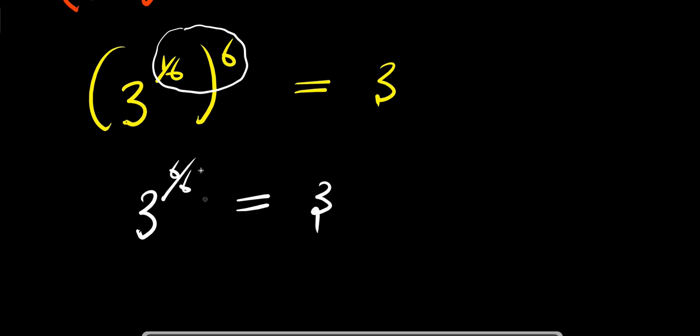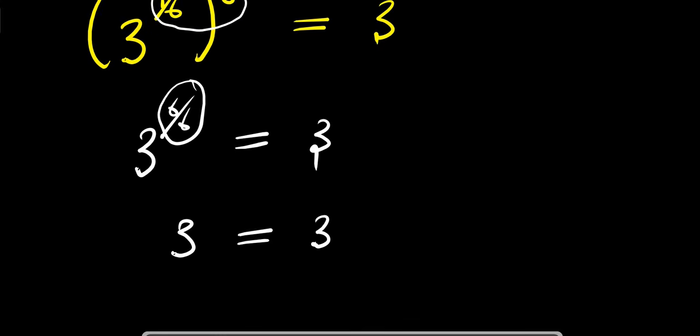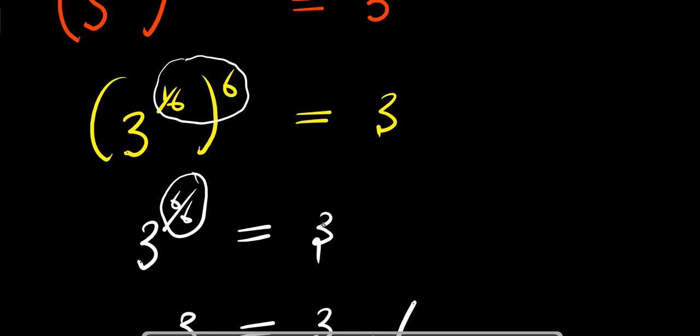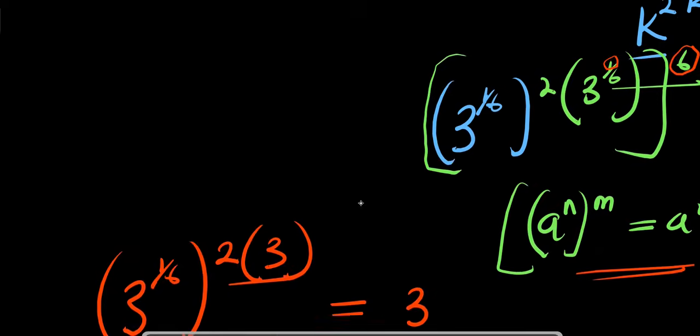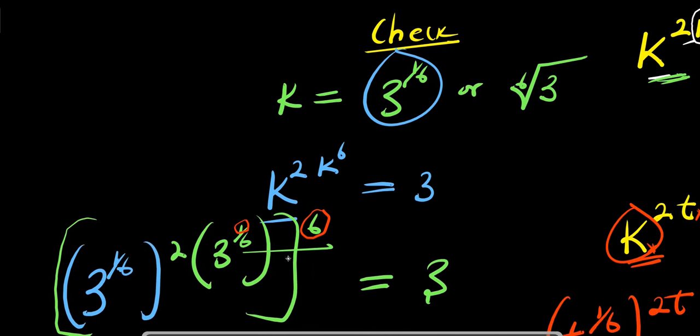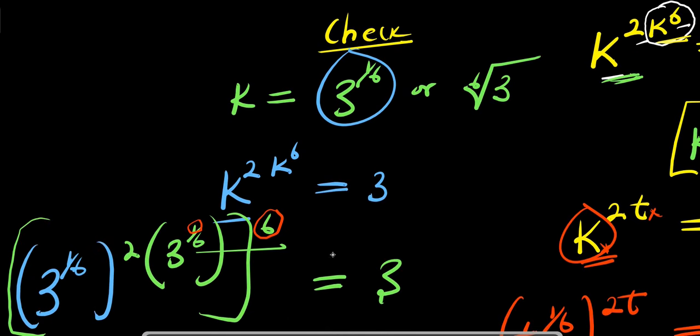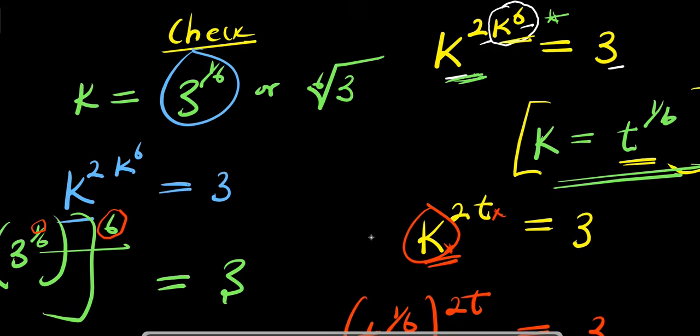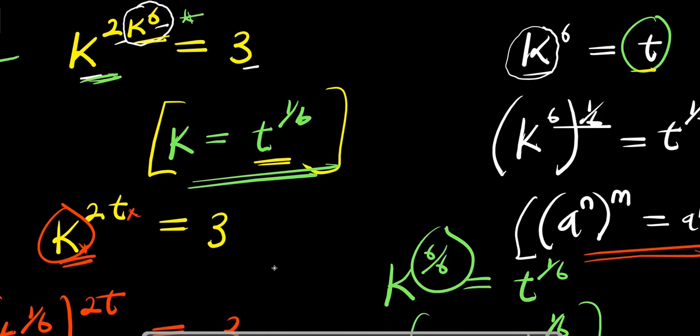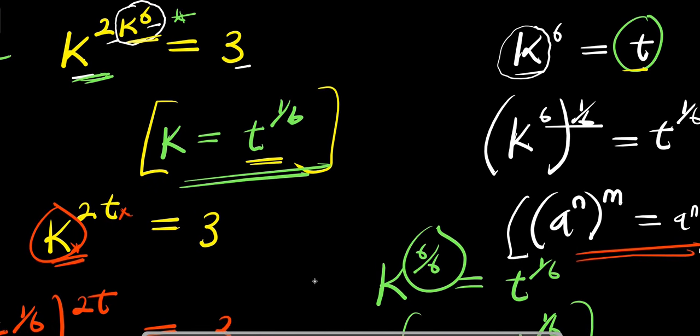Now from here, if you evaluate this, 6 divided by 6 is 1, so you have 3, and this equals 3. What happens here is that the left-hand side equals the right-hand side of this equation. So this shows that the answer is obviously very correct, which is 3 to the power of 1 over 6, or the 6th root of 3. So this is how you can solve this equation.